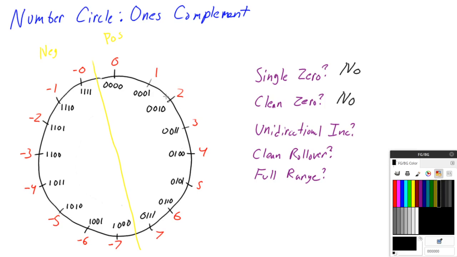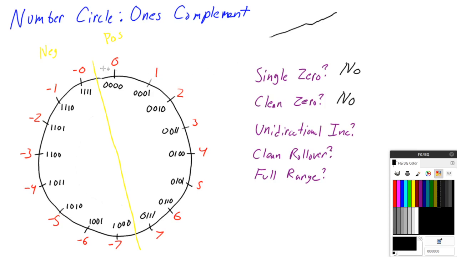Unidirectional increase. Well, let's test this out. 0, 1, 2, 3, 4, 5, 6, 7. And then we drop to negative 7. And then negative 6. So we are increasing. We could say that our max is here and our minimum is here. And we bounce around. And then here we've got this hiccup where we go from 0 and then another 0, right? So it's kind of like this. As we increase, as we go around, there's a little spot where it doesn't change as we count.